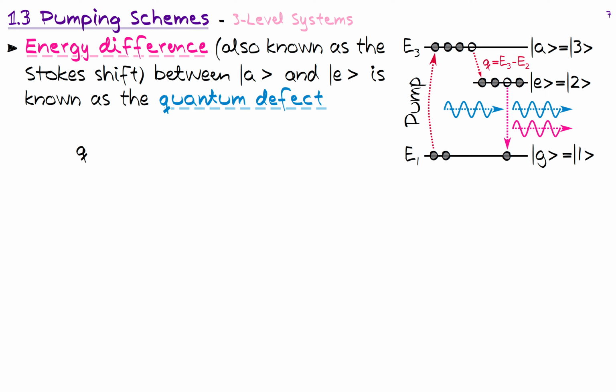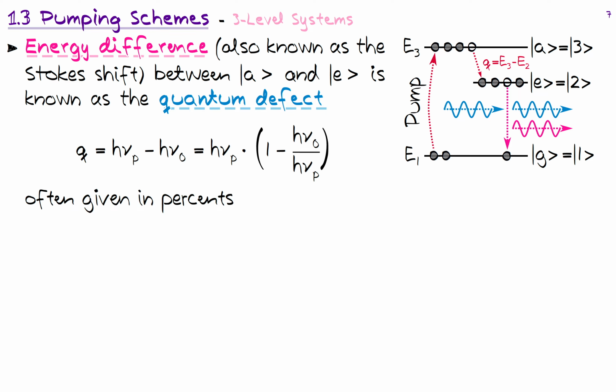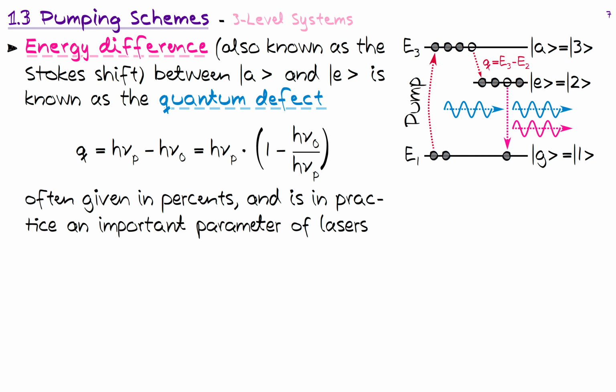So this quantum defect Q equals h, Planck constant, times nu p, the pump frequency, minus Planck constant times nu naught, the lasing frequency. So we can write this differently in this way. And now we basically have a quantum defect definition. Often this value is given in percents, and in practice this is an extremely important parameter of lasers. And why is this so?